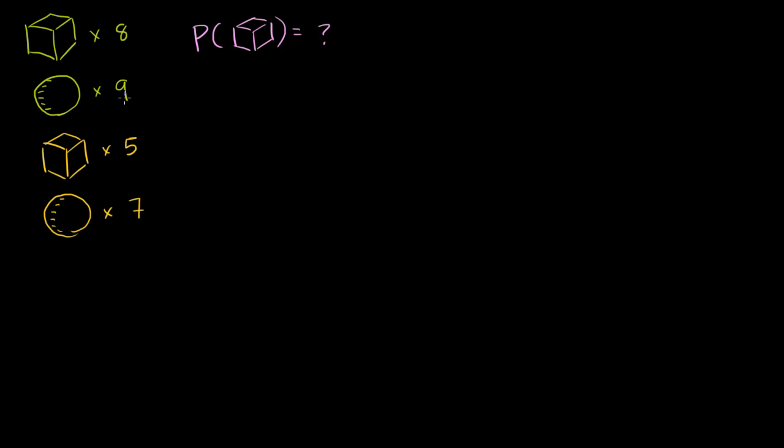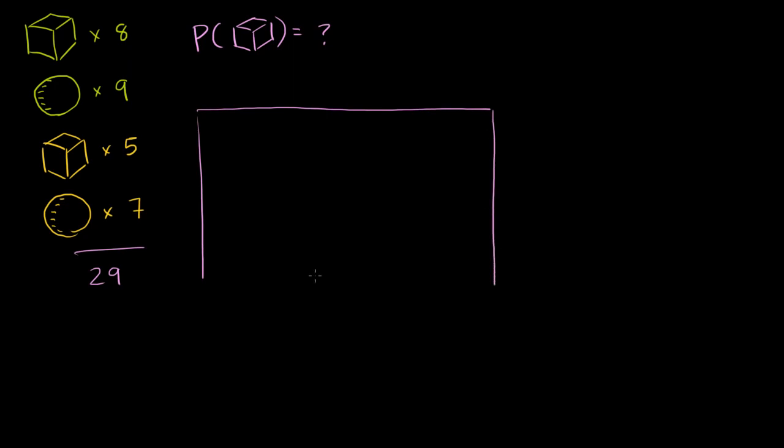Well, we have 8 plus 9 is 17. 17 plus 5 is 22. 22 plus 7 is 29. So we have 29 objects. There are 29 objects in the bag. Did I do that right? Yep, 29 objects. So let's draw all of the possible objects, and I'll represent it as this big area right over here. So these are all the possible objects. There are 29 possible objects.